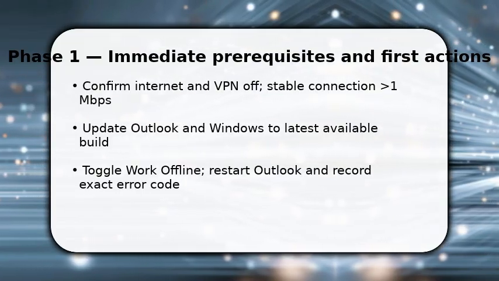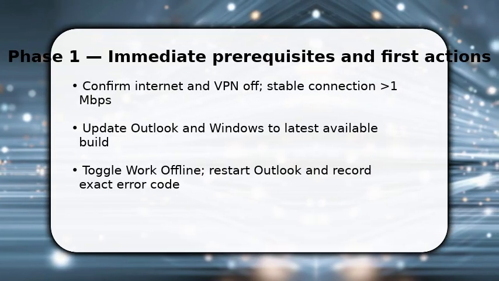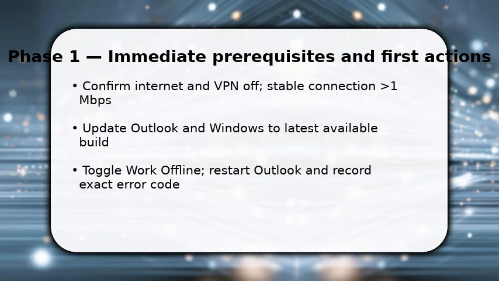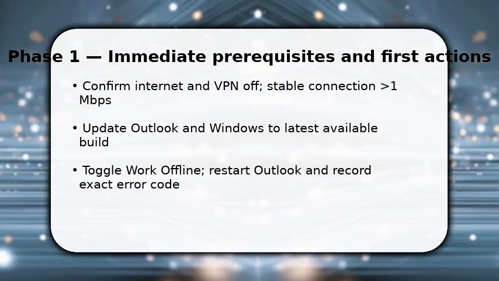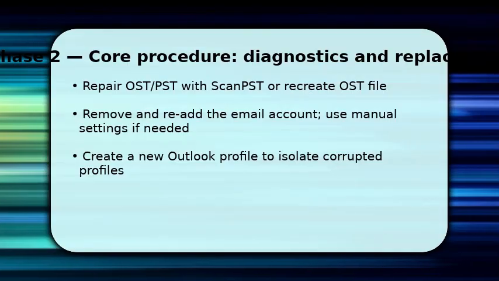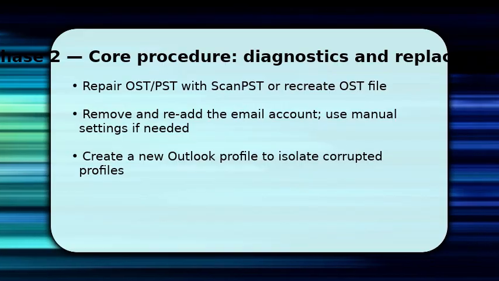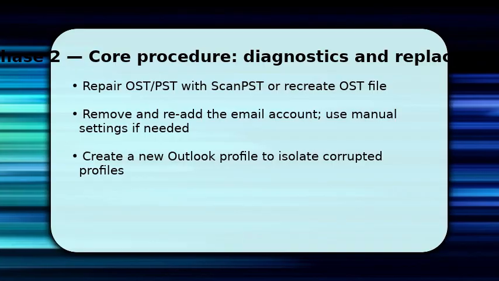If there's a cached mode, disable it briefly to force a fresh server connection. Now focus on accounts and data files. Corrupted OST/PST files often block syncing, so run scanPST or delete the OST to let Outlook rebuild it. Next, remove and re-add the account, choosing manual setup if auto fails, because credentials or server strings might be wrong. Once done, create a fresh Outlook profile to isolate profile corruption.